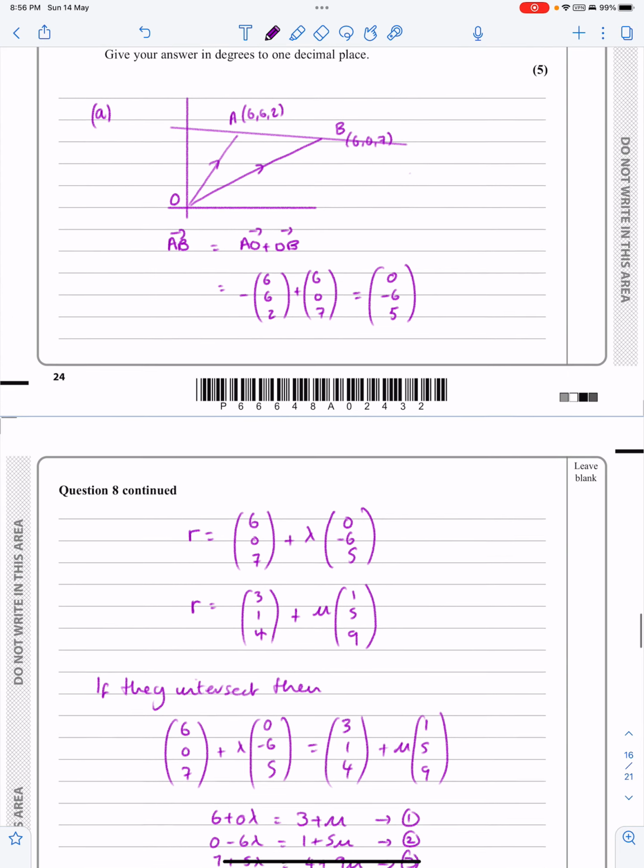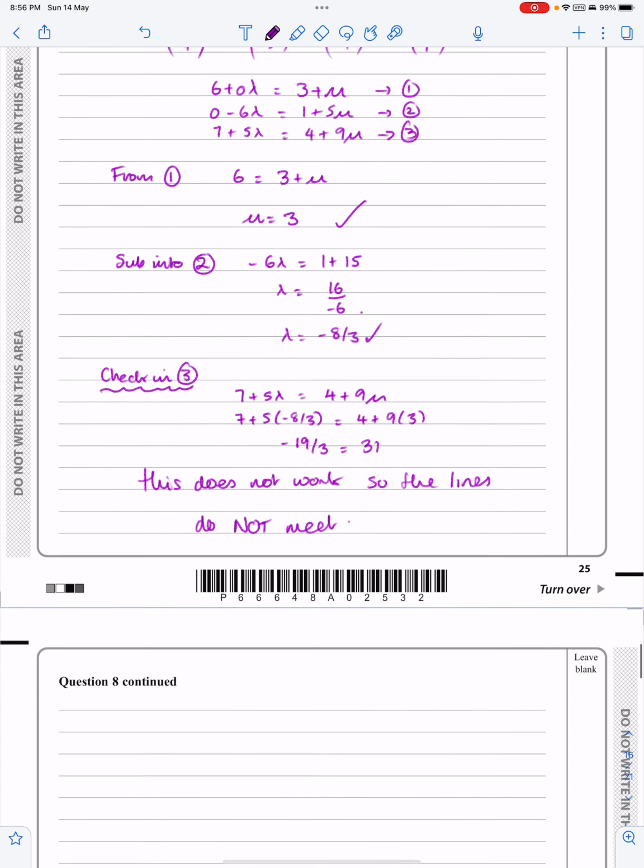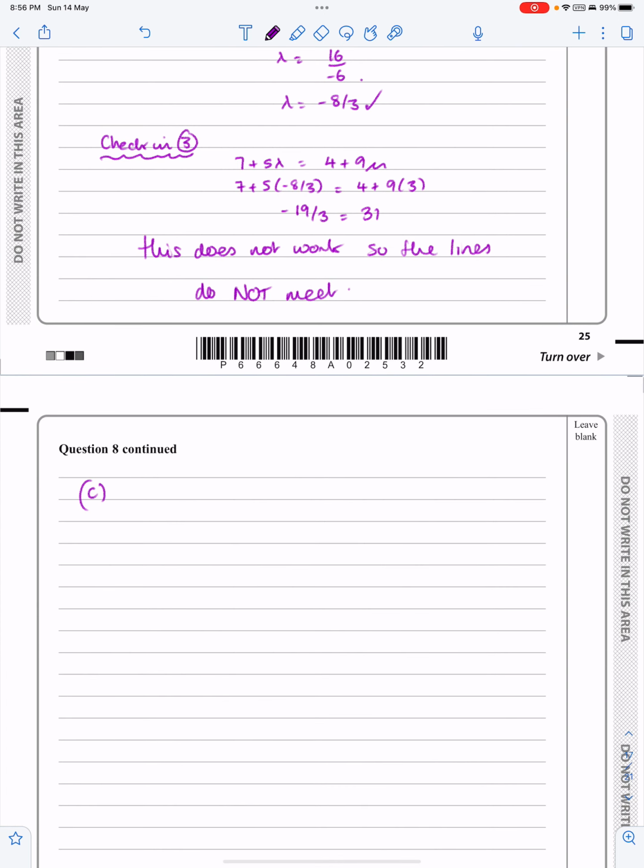Did I put a thing for B? I don't think I did. So this is B here. This is now going to be C. So r is equal to 3, 1, 4 plus mu lots of 1, 5, 9. And we're now saying for C, mu equals minus 1. So OC works out to be 3, 1, 4 plus 1, 5, 9.